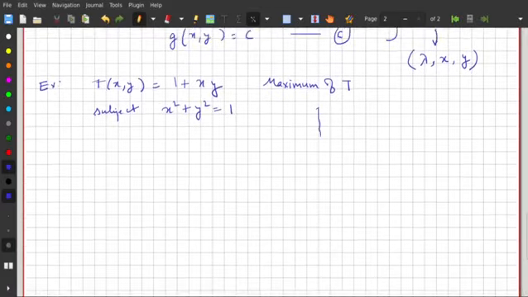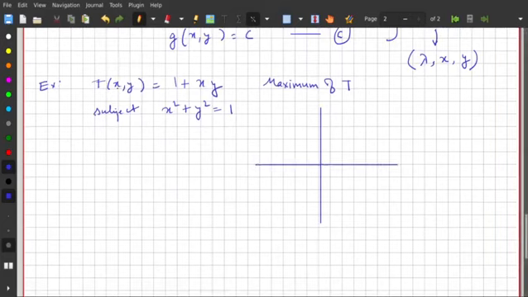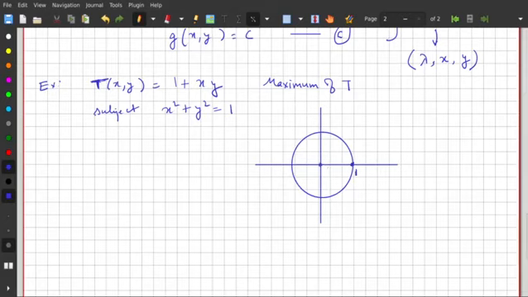So what we want is the maximum value of this function t, provided that x and y always stay on this circle, a specific circle, the unit circle, a circle of radius 1. That is the condition. Let's see how to do this. We have one constraint, and this is the constraint equation.